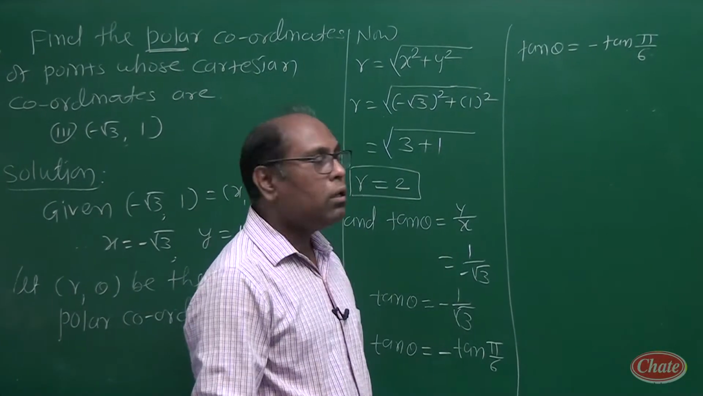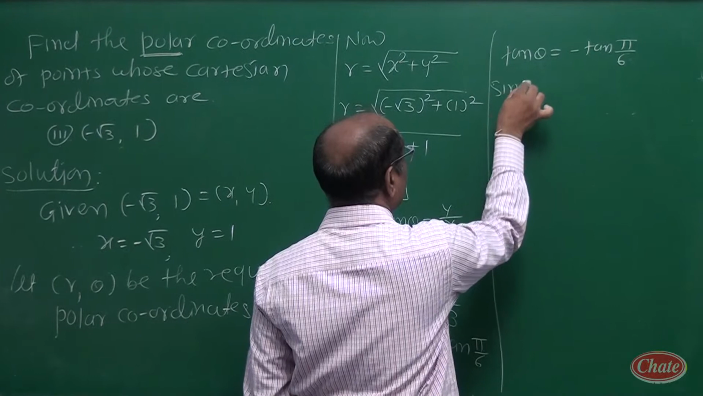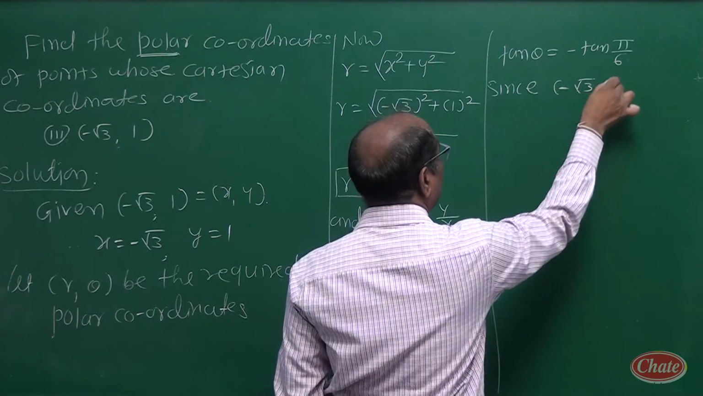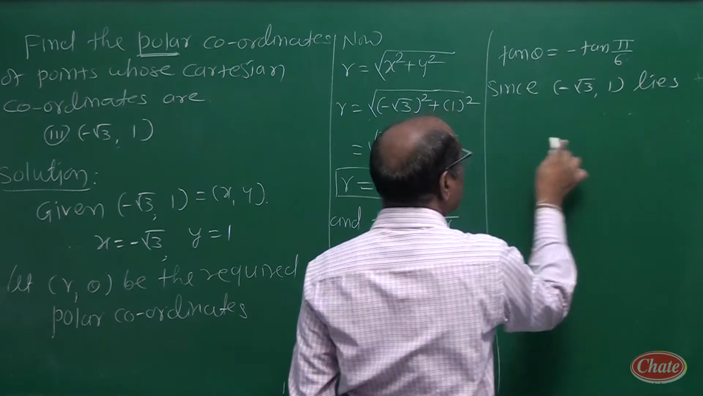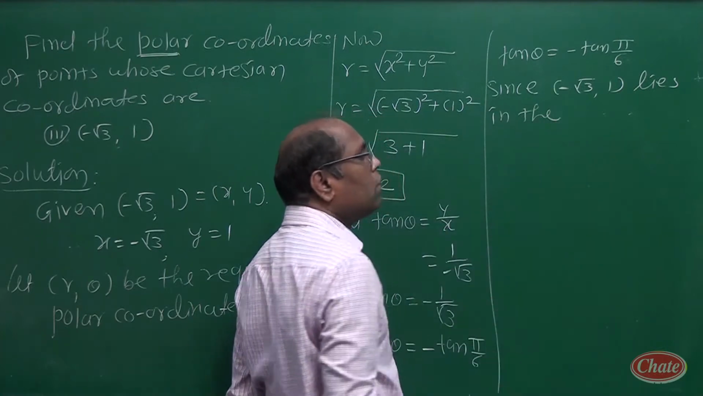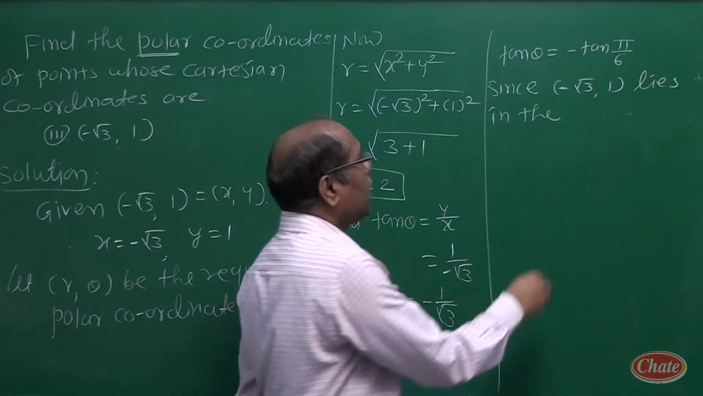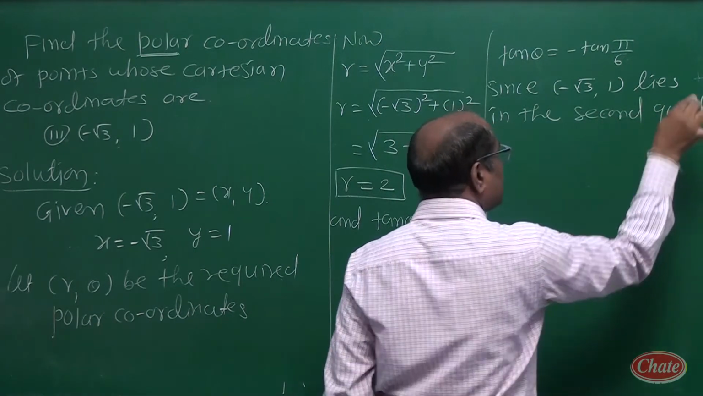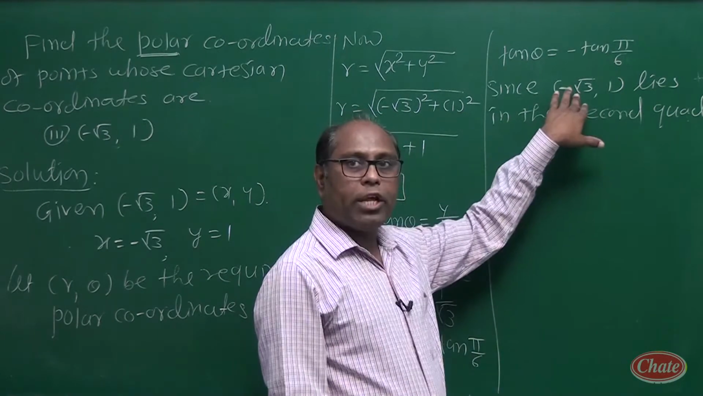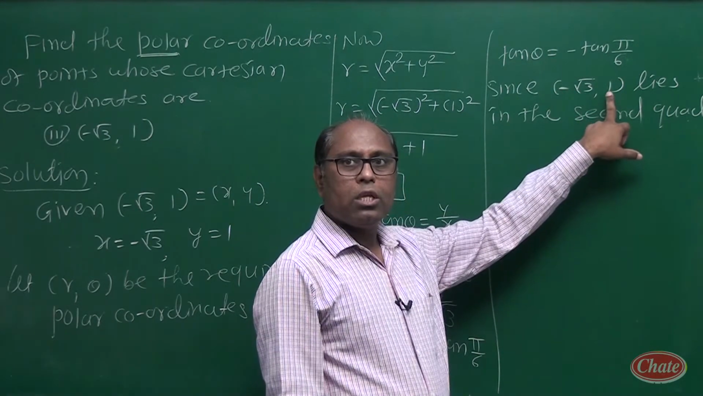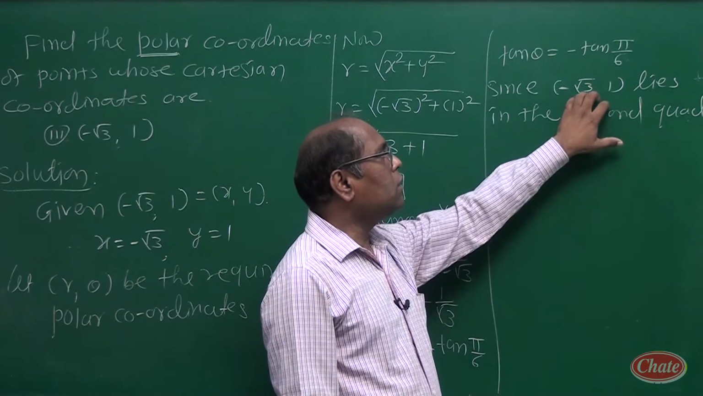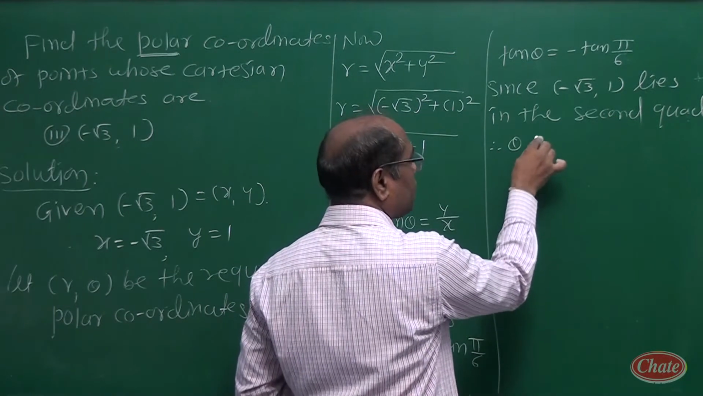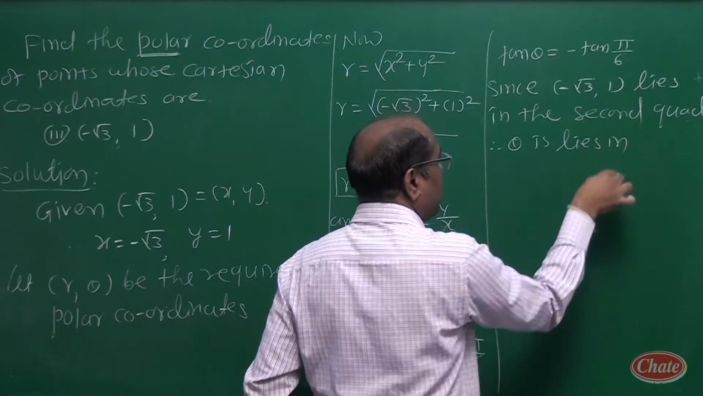Now here the given point minus root 3 comma 1 lies in the second quadrant, because here the x coordinate is negative and the y coordinate is positive. So therefore this point lies in the second quadrant. So therefore theta also lies in the second quadrant.